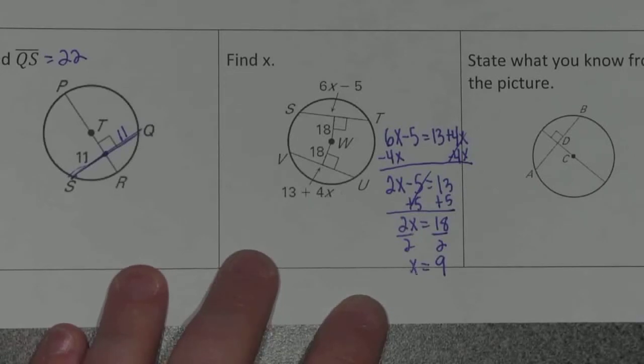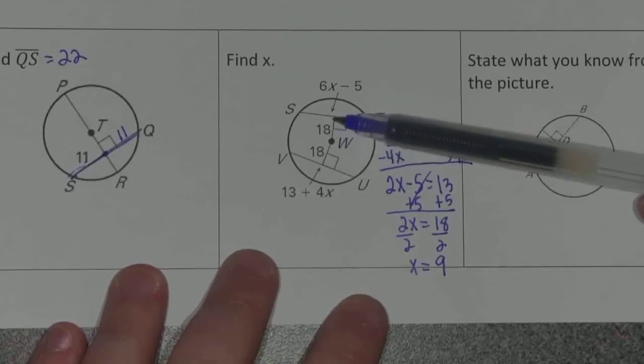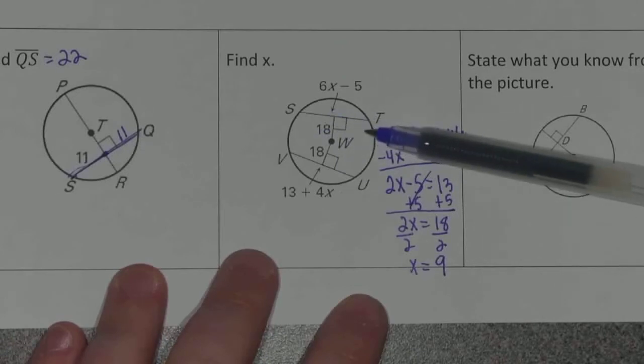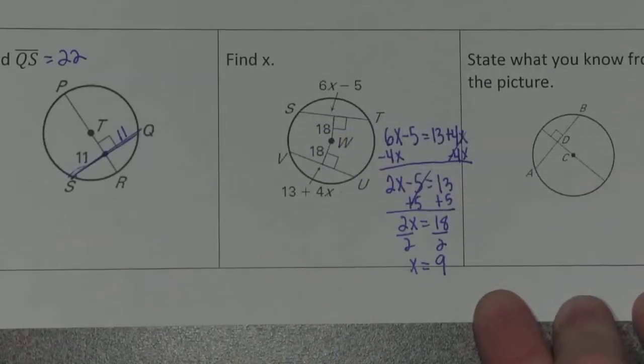Okay. So again, the reason that rule works is because we have that rule that says if the chords are equidistant, meaning the same distance from the center of the circle, then the chords are equal to each other. Anybody have questions on that one?